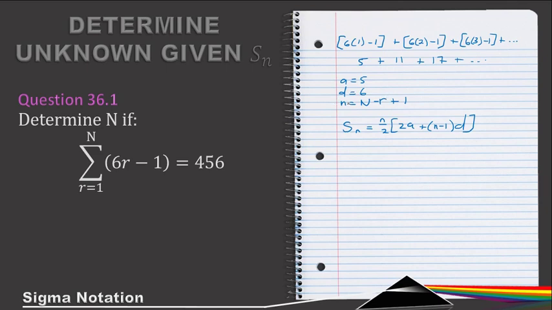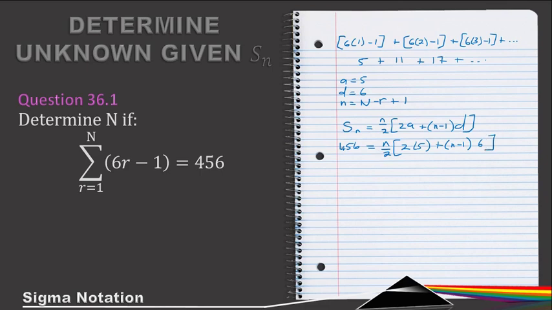Then you'd find n here and then just solve for the big N. Okay, so now since we have everything except for n, we just substitute and solve for n. So we substitute in 456 equal to n over 2 times by 2, a is going to be 5 plus n minus 1, and d is 6.